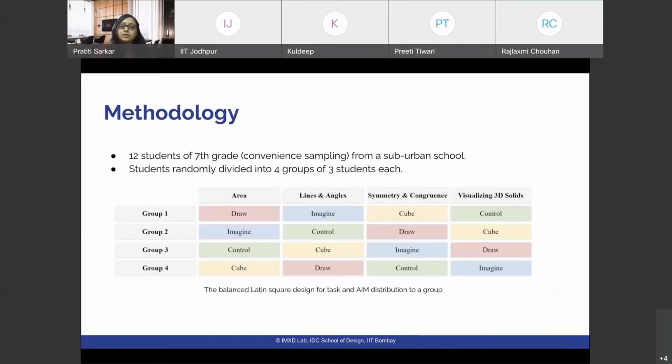And the methodology to conduct the study was that we followed the balanced Latin square design, where each group got to explore each of the activities and each of the interaction mediums.